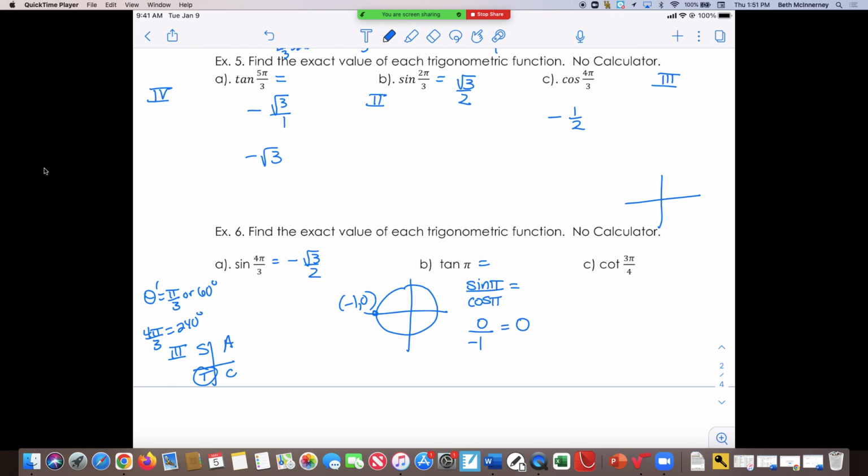Cotangent, 3 pi over 4. I need to remember my 1, 3, 5, 7. So that's 3 pi over 4, second quadrant. My reference angle is pi over 4 or 45 degrees. And I have All Students Take Calculus. In the second quadrant, that's negative. So it's negative 1.